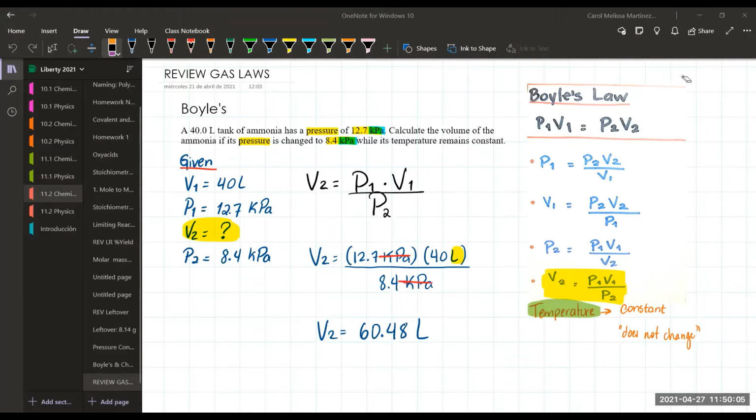So what happened with the volume? The volume expands. So it makes sense. And with this, we finish Boyle's law.